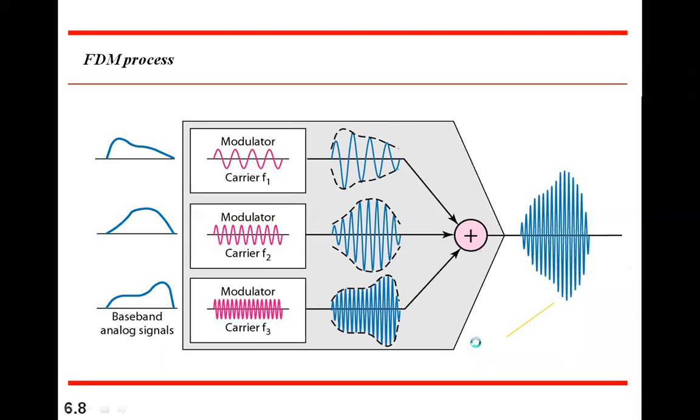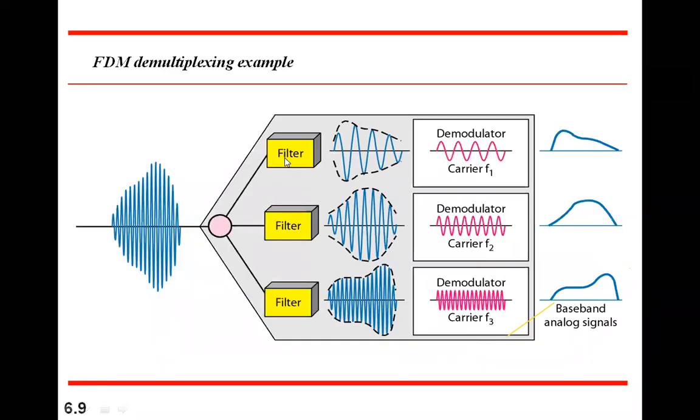And similarly at the receiving end, using filters you filter each part of the modulated signal separately, then demodulate it and extract the original signal and hand it over. So this is how it works.